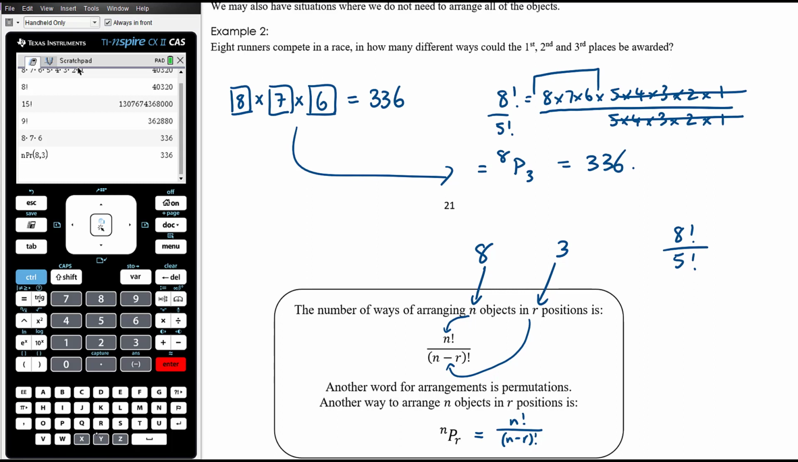Okay, so lots of different ways we can express this answer, or calculate this answer. 8 times 7 times 6. Honestly, that's the simplest way. That's how I would do it 9 times out of 10. That is the same as 8 factorial over 5 factorial, which is the same as 8P3. 8 permute 3. I have 8 things to permute or arrange into 3 positions. Okay, and all of those calculations will give me 336.